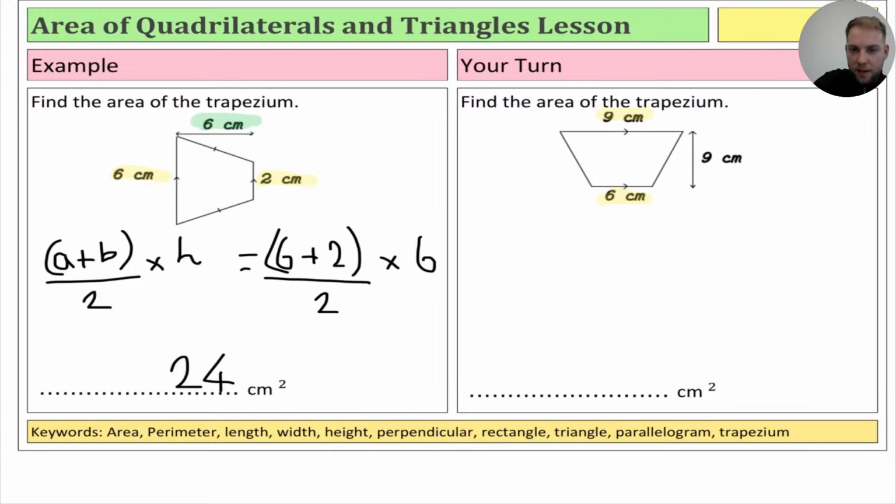Okay, so let's move on to the next one then. Let's do it. So it's going to be 6 plus 9 all divided by 2 times by 9 there, like so.